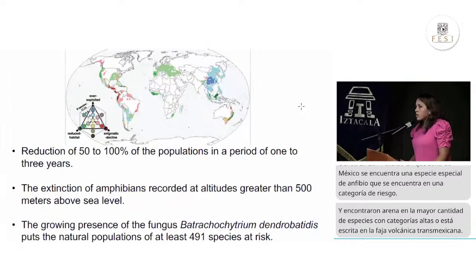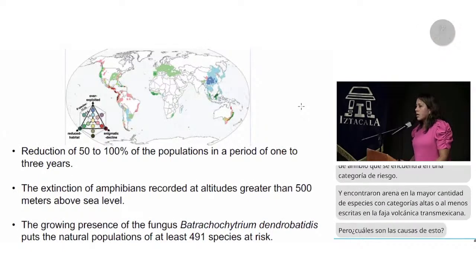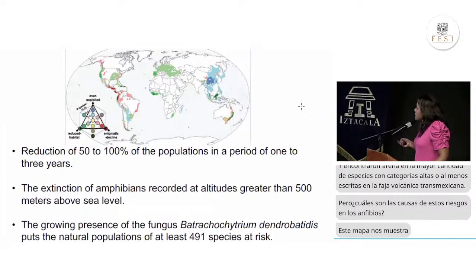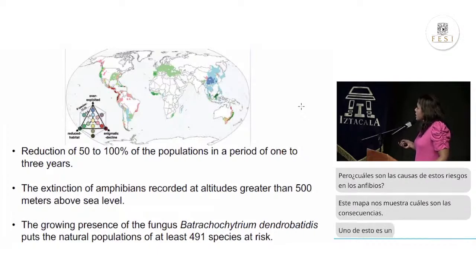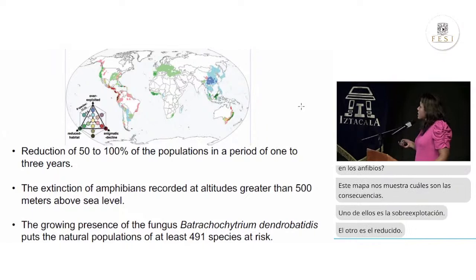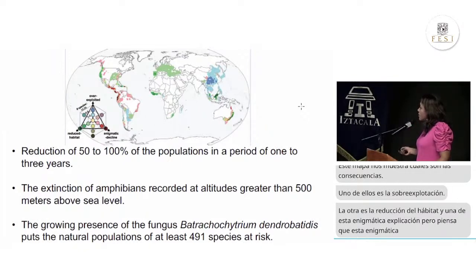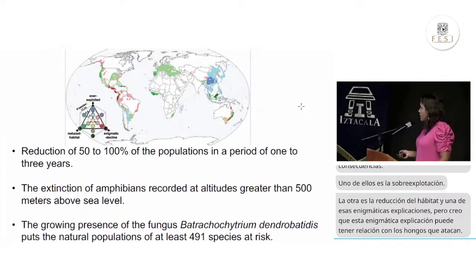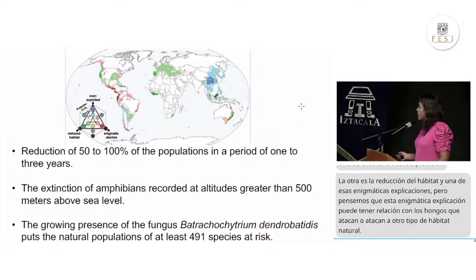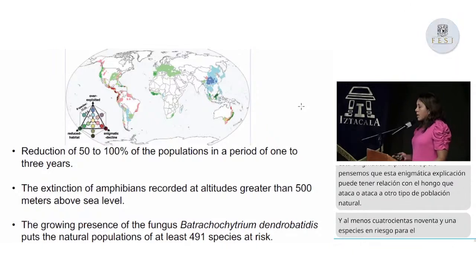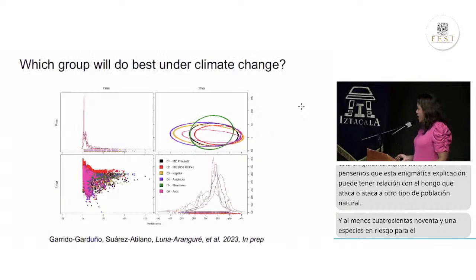But what are the causes of these risks for the amphibians? This map shows us the consequences. One of these is overexploitation. Another is the reduction of habitat. And one of these is an enigmatic explanation. But I think that this enigmatic explanation has a relationship with the fungus that attacks different kinds of natural populations, and at least 491 species are at risk from this fungus. So amphibians are in danger.